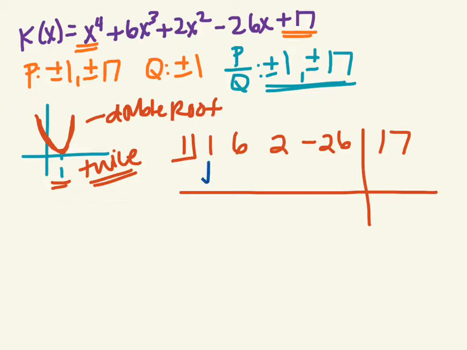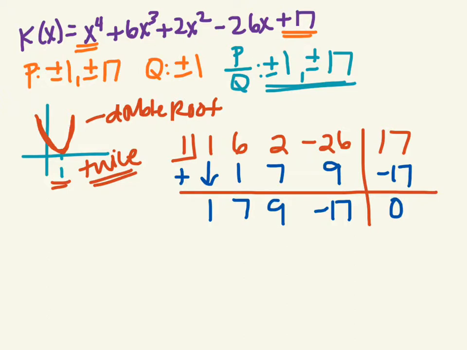So for the first time, bring down the 1, and then we multiply 1 times 1, which gives us 1, and then we add them down. 6 plus 1 is 7, and then we repeat. 1 times 7 is 7, add them down, so you get 9. 1 times 9 is 9. Add them down, you get -17. And then 1 times -17 makes -17, remainder of 0.